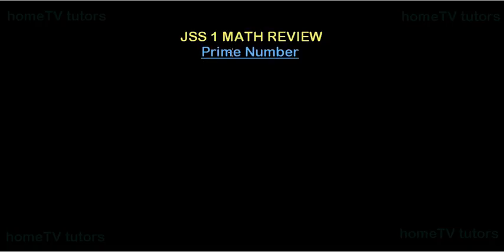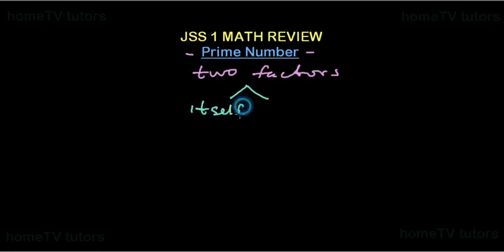This is the second video for the JSS 1 math review. We're talking about prime numbers. A prime number, as we know, has only two factors. These two factors are itself and the number 1.